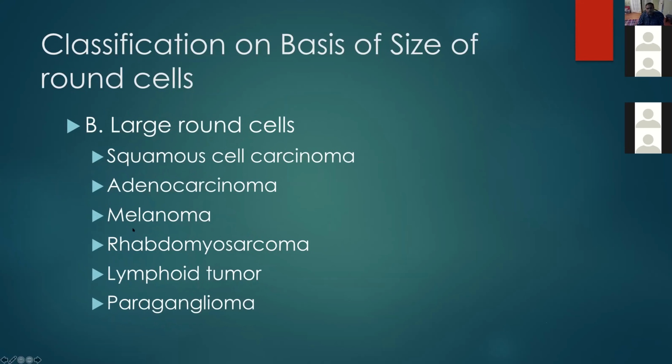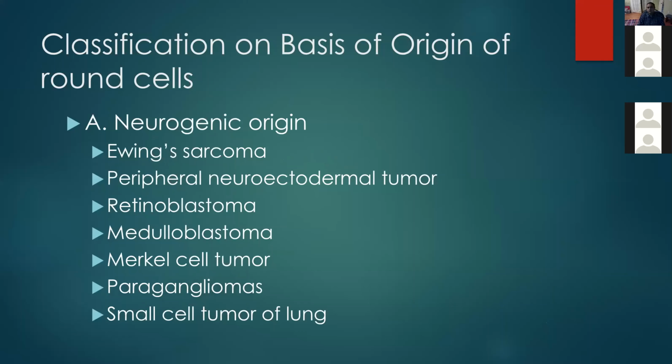And large round cells could be melanoma, or again, we're repeating, look at that, rhabdomyosarcoma, or some kind of lymphoid tumor. And of course, large cells typically mean more epithelioid. It could be a very poorly differentiated squamous cell carcinoma that can look like it has large round cells. Then you can have on the origin. And of all the classifications I talked about, this is my favorite.